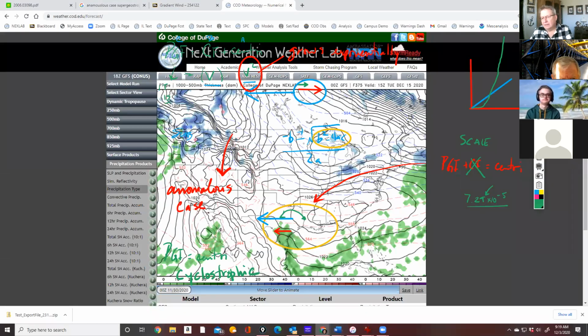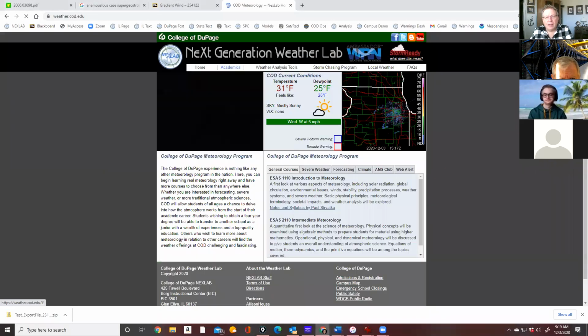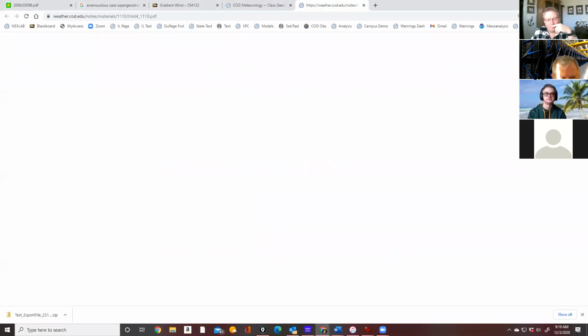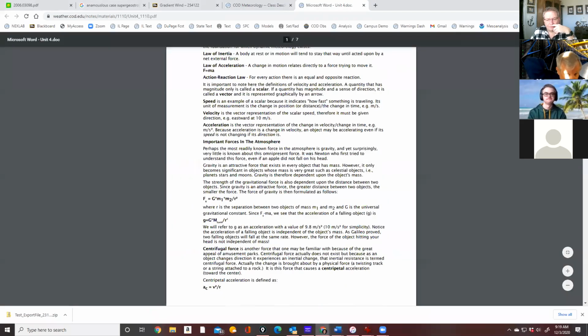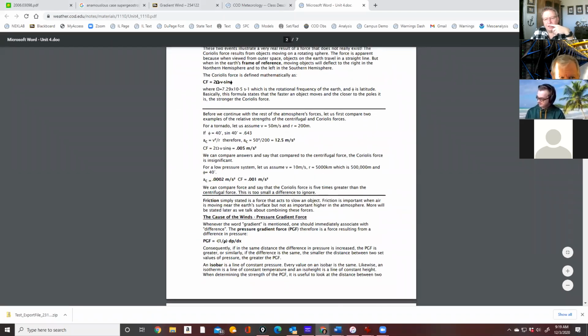Let me do it this way. I'm going to go back to academics, class notes, because I have this in my intro notes. And I look over here. So if you look at this example, let's look at a tornado. So what we're assuming is a velocity of 50 meters per second. The radius is 200 meters.